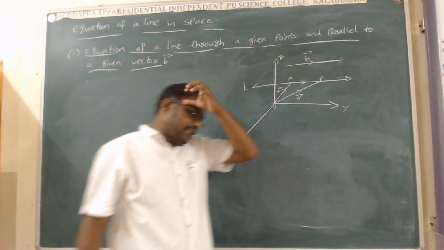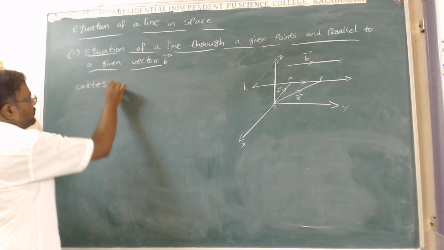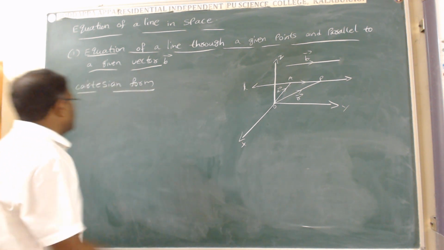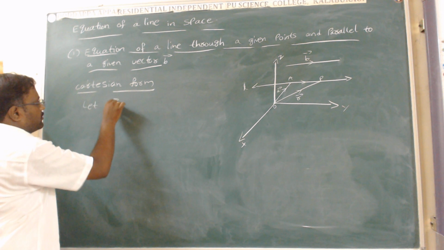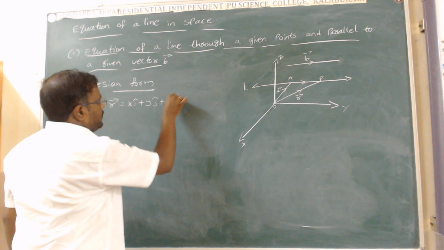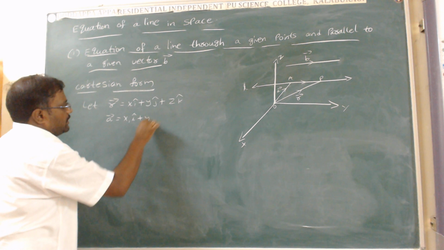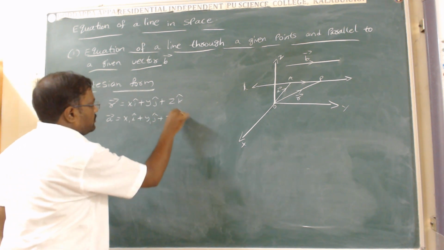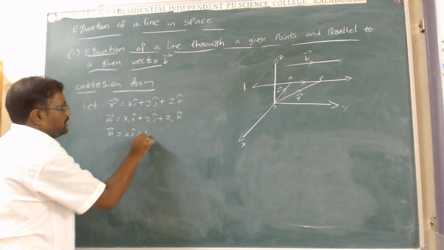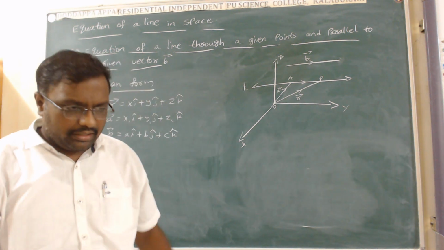Now you can solve the symmetric form. So here symmetric form is also important. First take vector R equal to xi plus yj plus zk, and vector A equal to x1i plus y1j plus z1k, and take vector B equal to ai plus bj plus ck.